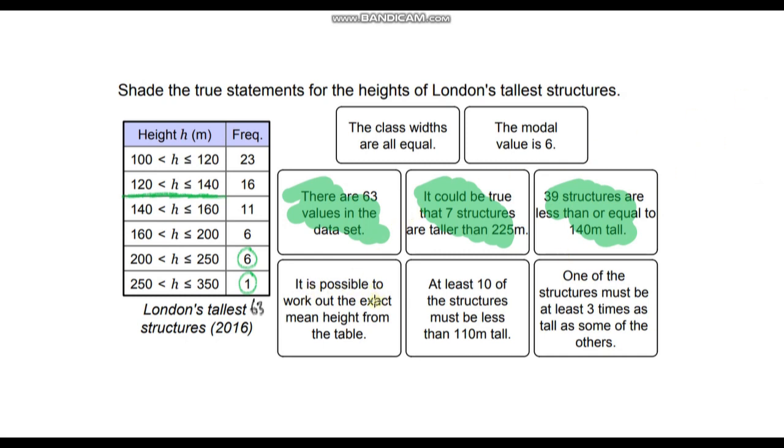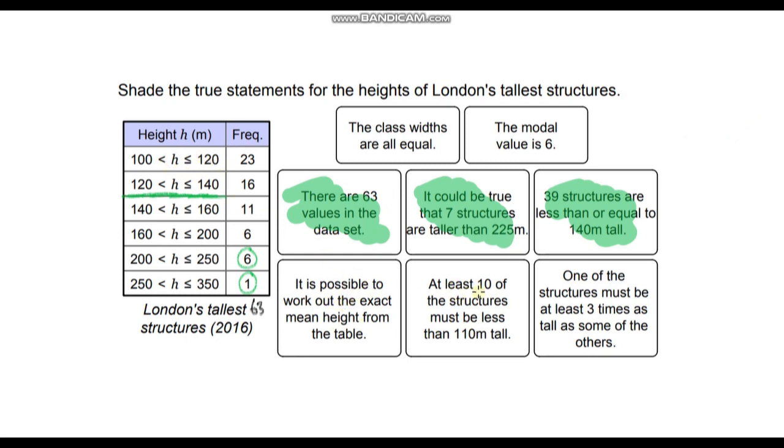It is possible to work out the exact mean from the table. Well, no, we mentioned this before. It is not possible. We cannot calculate the exact mean because we don't know the heights. All we know are the height intervals. So this one is false.